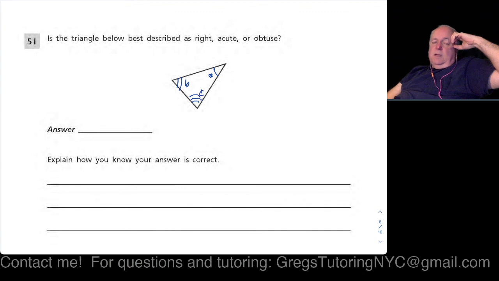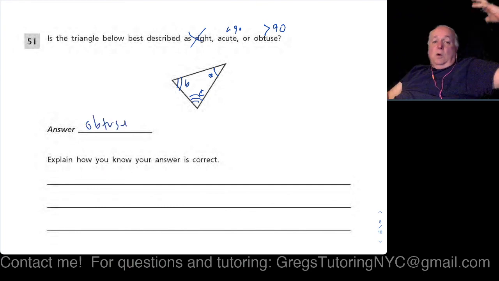Now I know acute means less than 90. Okay, and I know obtuse means greater than 90. So it seems to me A is smaller than 90, B is smaller than 90, and C is smaller than 90. So that's actually what an acute triangle is. Okay, explain how you know the answer is correct. All the angles are less than 90. All right, that's it. It's not deep.